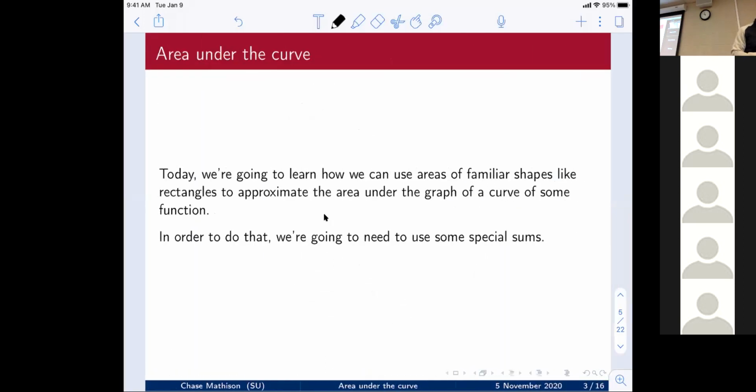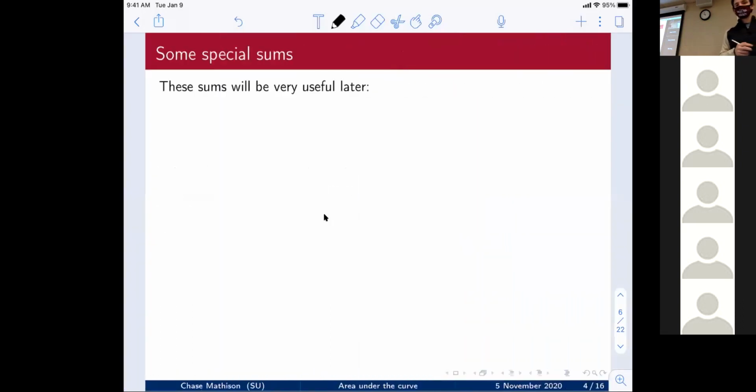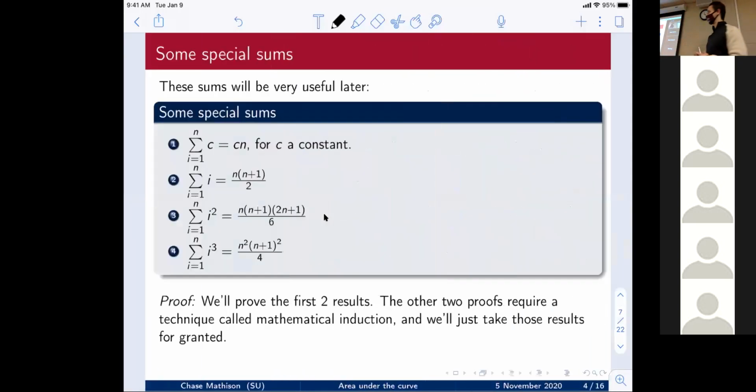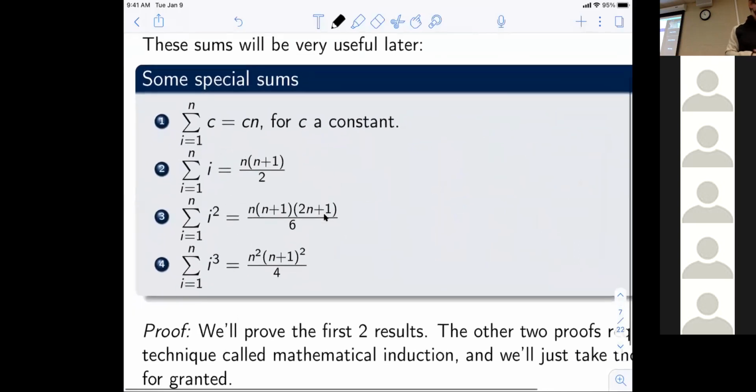Okay. So in order to do what we're about to do, we're going to need to know a few special sums. The sums that are going to help us calculate a few areas, not all the areas. Later, we're going to learn a theorem that's going to make you totally forget about what we're learning today, and that's fine. But we're going to need these sums for today. These sums are going to help us calculate the area underneath a few different polynomials.